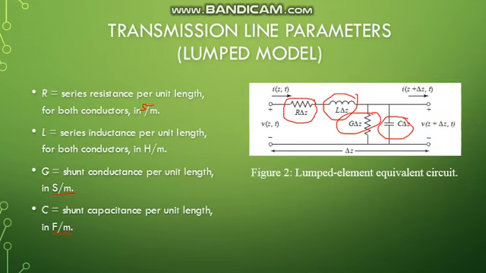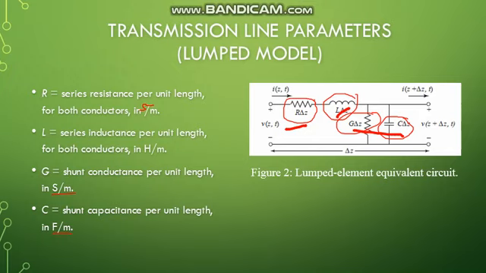Now there are the transmission line parameters and the lumped model. What is the lumped model? First of all, we have discussed the distributed model. So in the lumped model, we will represent the two wires with the properties of electricity: resistance, inductance and capacitance, and also conductance. So we have used the four properties here. For these properties, there is a series connection between resistance and inductance, and a parallel connection between conductance and capacitance.